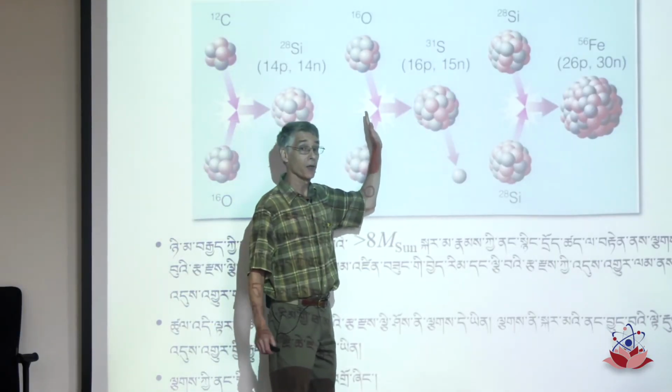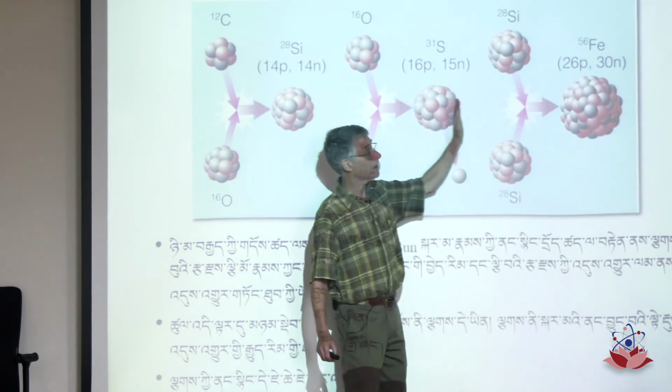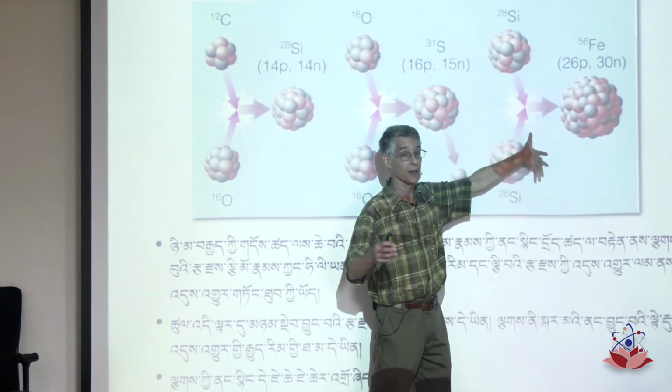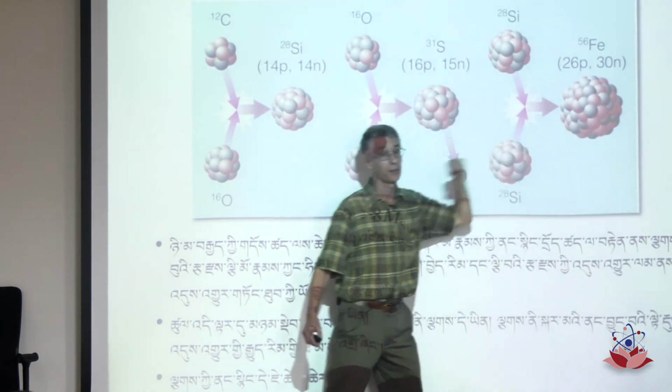The reason for that is because at each of these steps you get out a little bit of energy which helps stabilize the star up to iron.